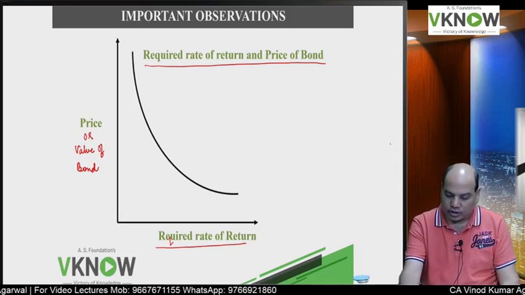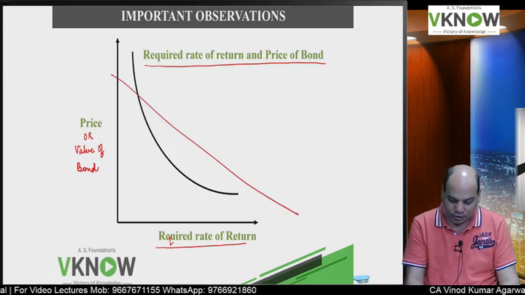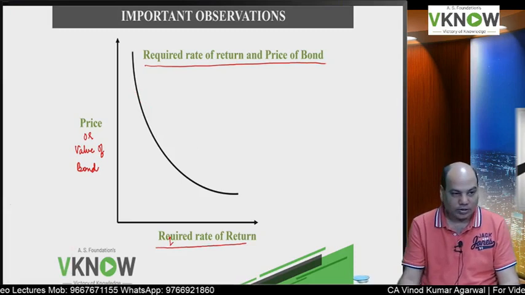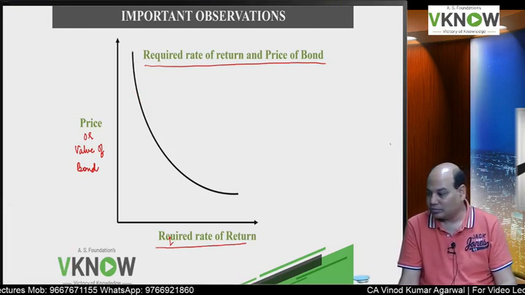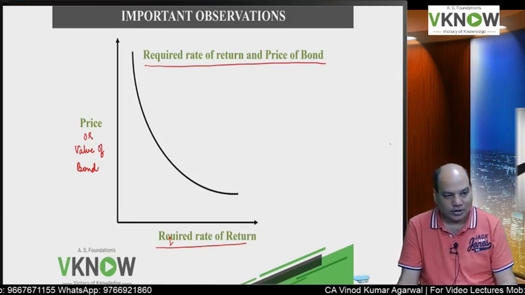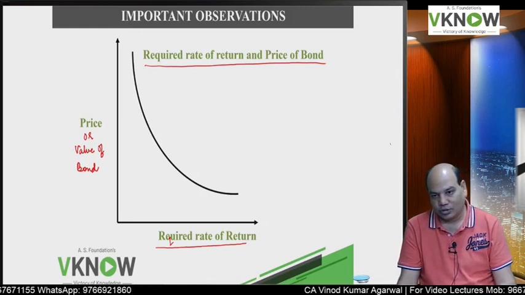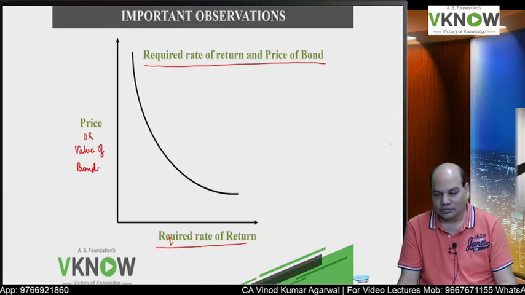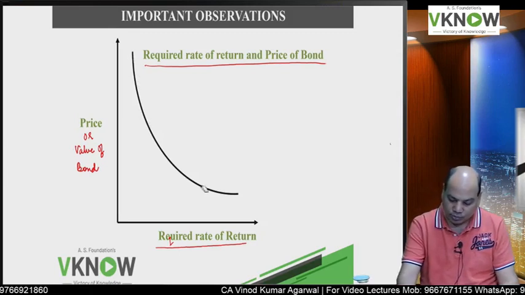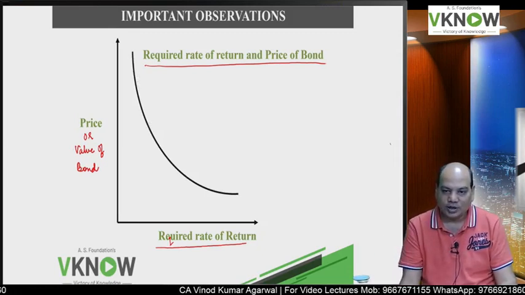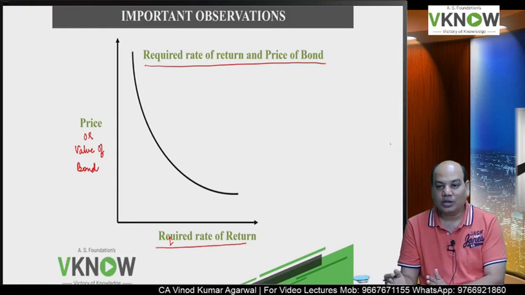Now don't draw a straight line using a scale, because the relationship is not a straight line, the relationship is not linear, the relationship is curvilinear. Why is it curvilinear? Because of the compound interest effect. This line is a curve because of compound interest. Interest on interest is calculated. Hence the line cannot be a straight line.